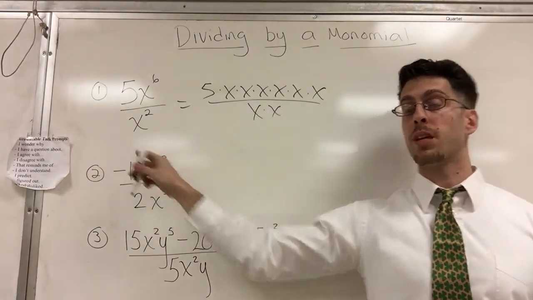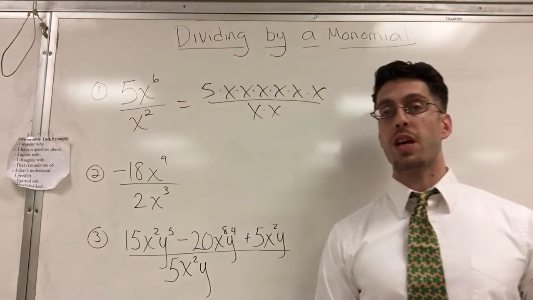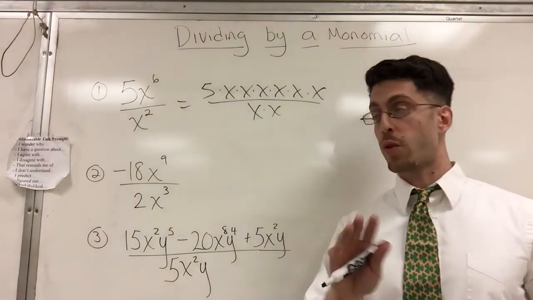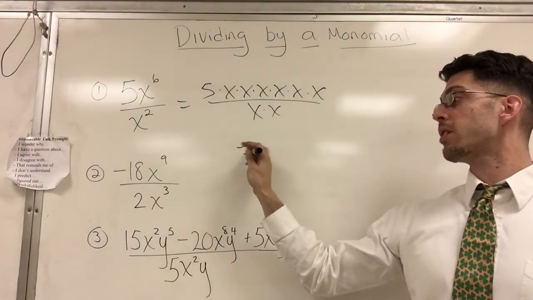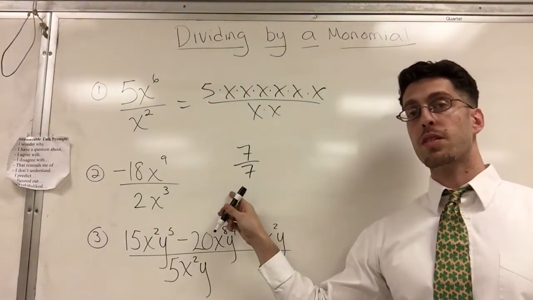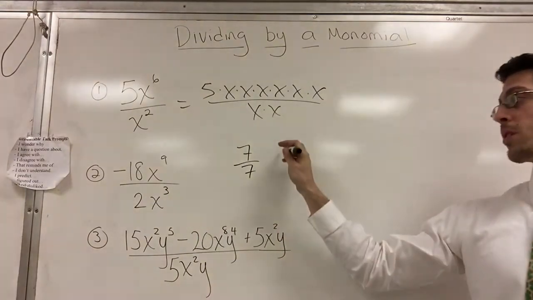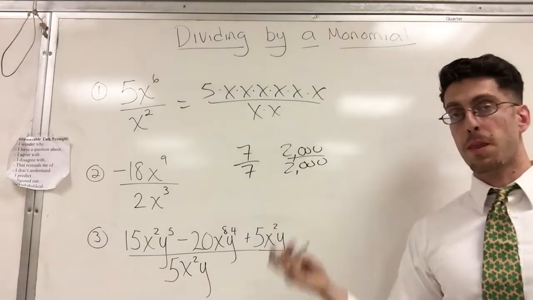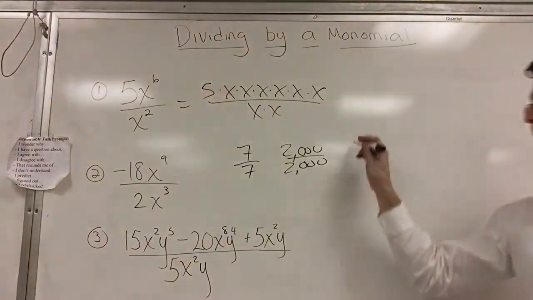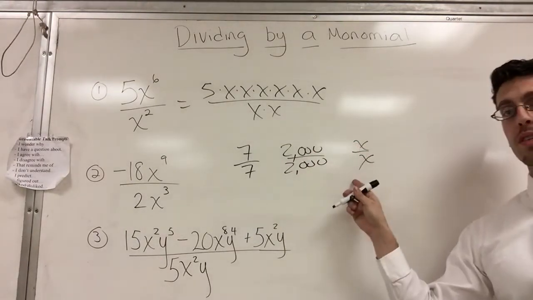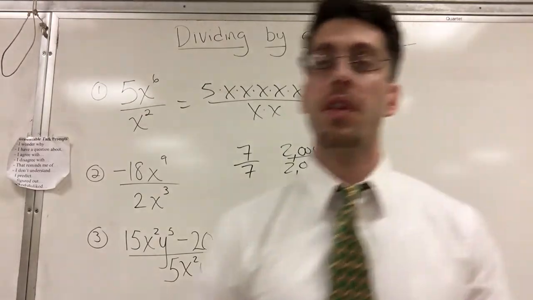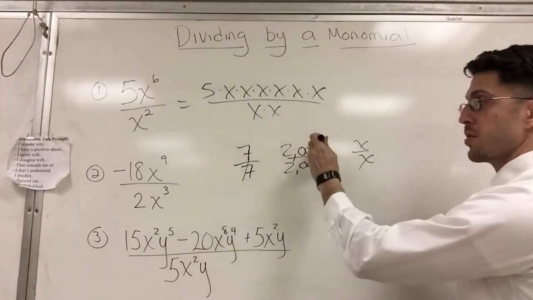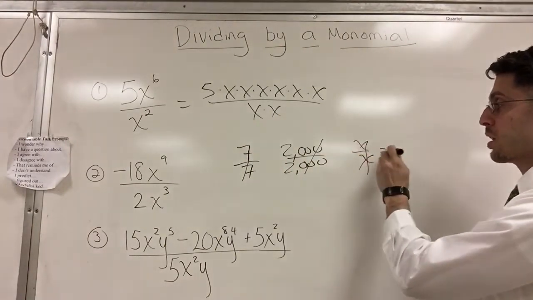x times x. What happens here is you have to understand a simple concept. Anything divided by itself is 1. For example, 7 divided by itself, 7 divided by 7 is 1, right? 2,000 divided by itself, 2,000 is what? 1. X divided by itself is what? 1. Anything divided by itself is 1. Basically, cancels itself out, cancels itself out, cancels itself out, leaves you with 1.